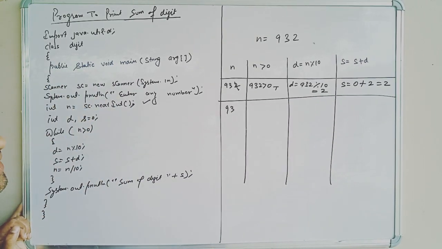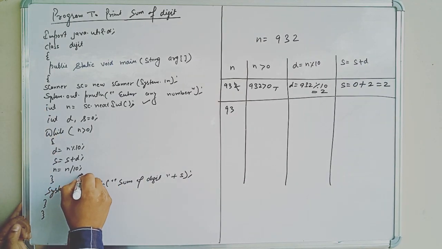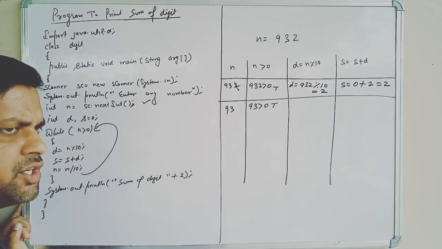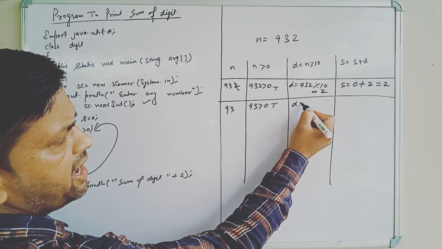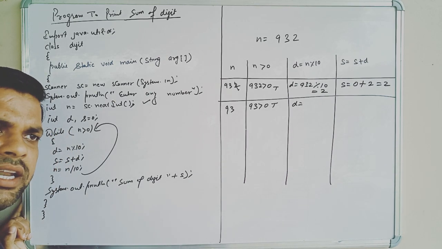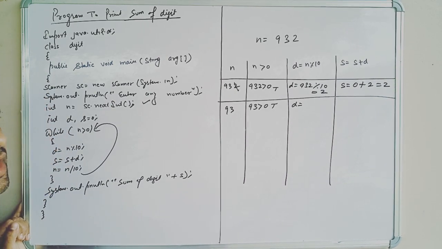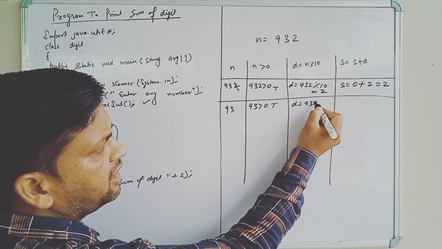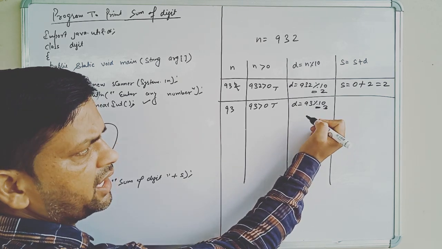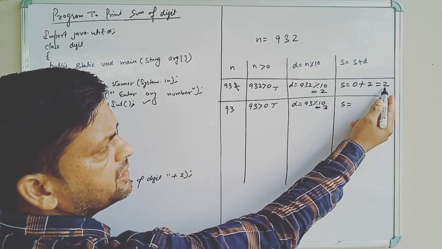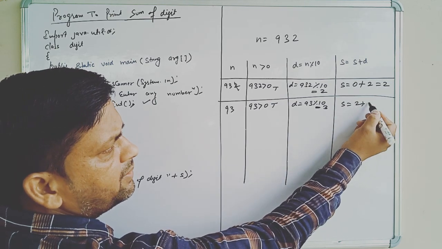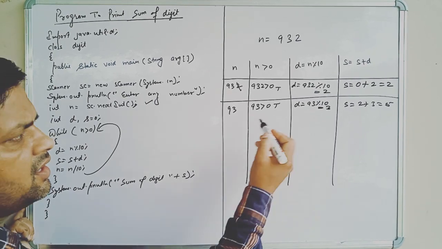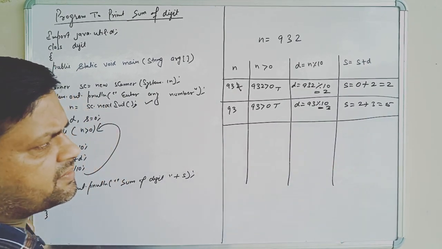n equal to 93. Now again condition will be checked. 93 greater than 0. Condition true. Now d equal to n mod 10. N mod 10 means 93 mod 10. 93 mod 10 means last digit. So what will be the output? 93 mod 10, which is equal to 3. Now s is equal to, previous value of s is what? 2. Current value of d is 3. 2 plus 3, 5. So this was the second iteration.